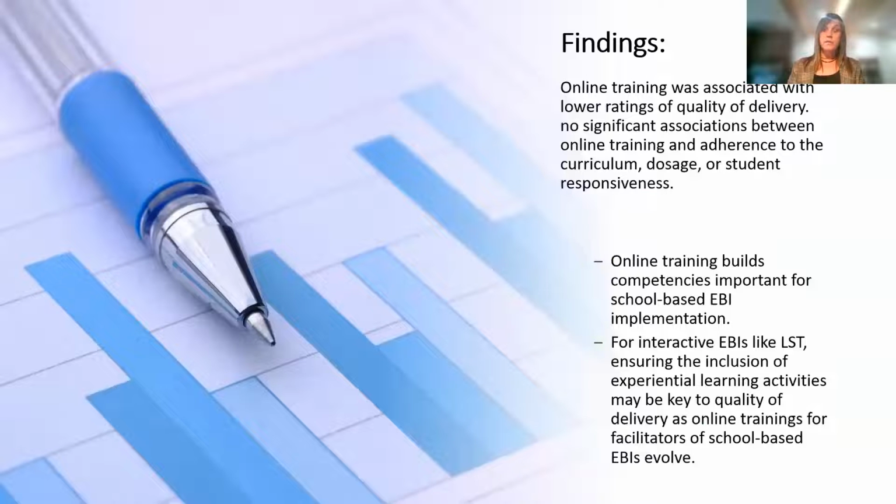And what Combs and colleagues found was that online training was associated with lower ratings of quality of delivery. And there was no significant association between online training or training in person when they looked at adherence, curriculum, dosage, or student responsiveness. So meaning it's impacting some fidelity, but not all constructs.